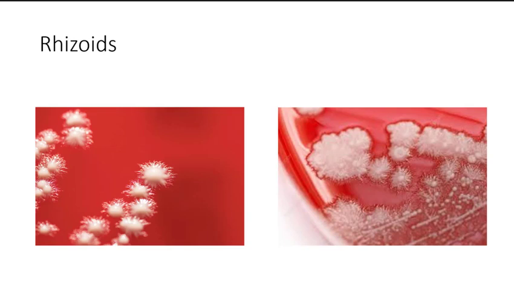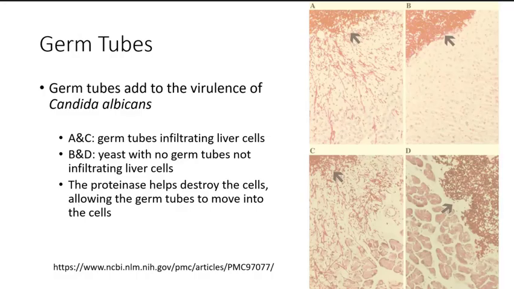So the rhizoids look like this on a plate. They don't usually create rhizoids on a MAC, but on blood and CNA for sure, and chocolate as well. So here you'll see them. They look like feet. So if you hear somebody say, "Oh, they have feet," that means they're growing rhizoids. Okay, so now we're going to talk about germ tubes because rhizoids are pretty self-explanatory.